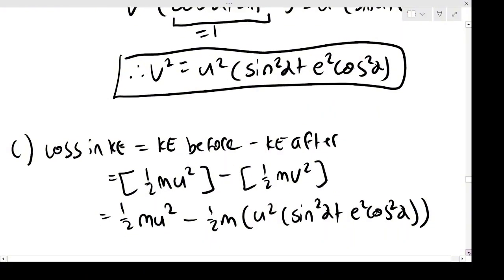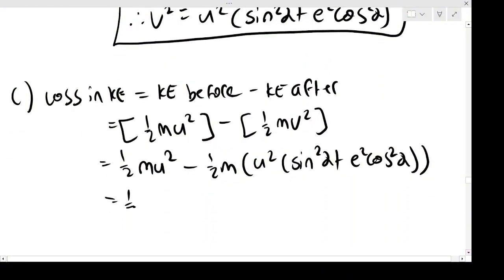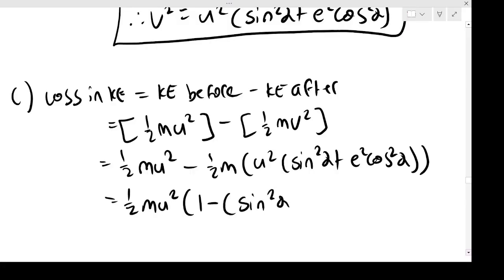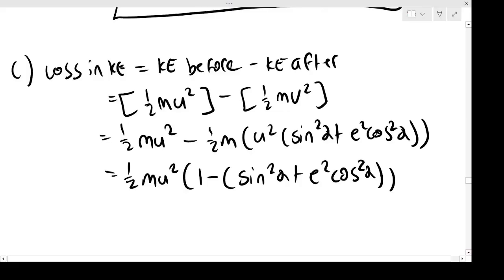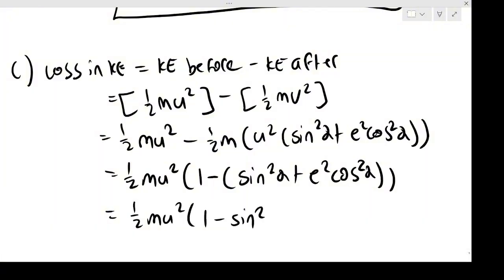So if I expand all of this, I get a half mu squared. I can factor a half mu squared out, can't I? So it's just going to be 1 take away this whole sine squared alpha add e squared cos squared alpha. Hopefully happy with the factorisation there. I pulled out a half mu squared from both terms. So I can simplify this to 1 minus sine squared alpha minus e squared cos squared alpha.